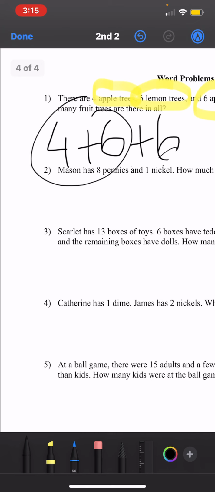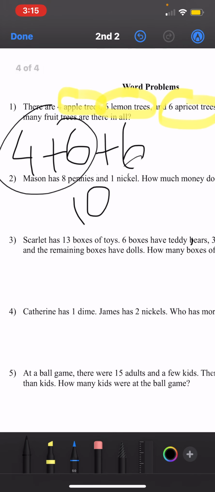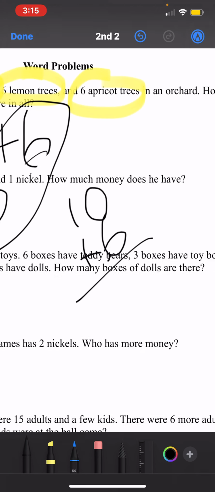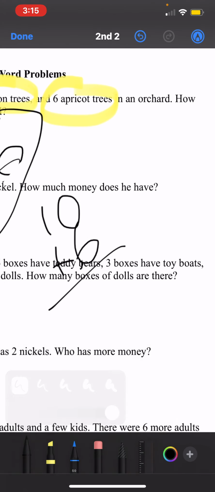So 4 plus 6 equals 10. And our next goal is to add 10 with 6. So 10 plus 6 equals, let's make our dots again. 1, 2, 3, 4, 5, 6, 7, 8, 9, 10. And 1, 2, 3, 4, 5, 6.